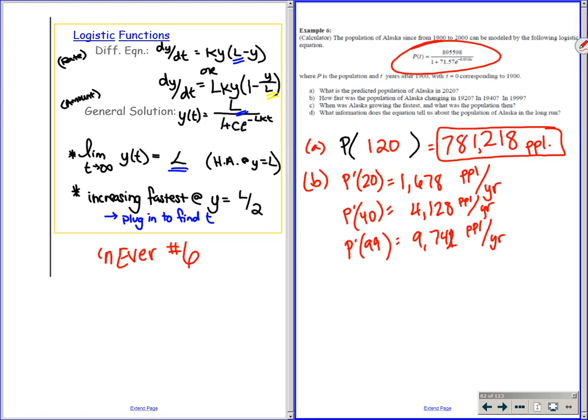For letter C, so it's more like showing work code. Not typing out the buttons that we use, but if we are doing a derivative at 20, 40, 90. So what seems to be happening with the population of Alaska between at least 1920 and 1999? What seems to be happening? And increasing at what kinds of rates?